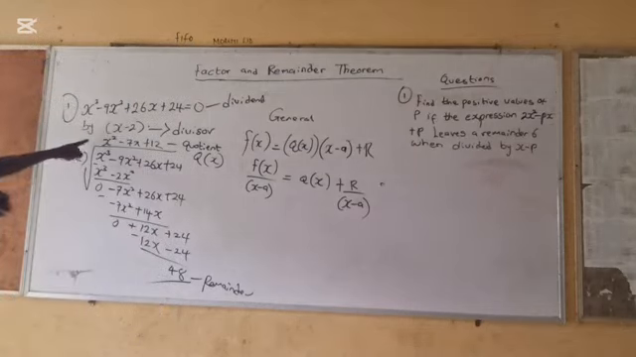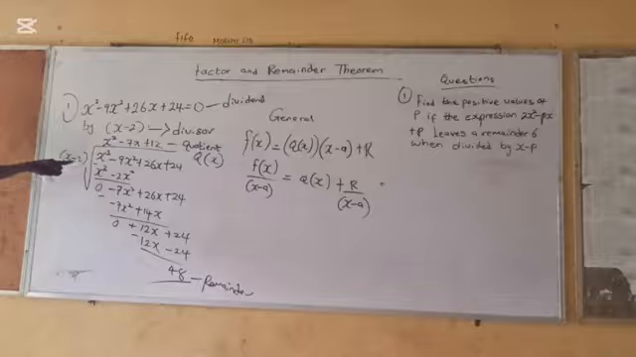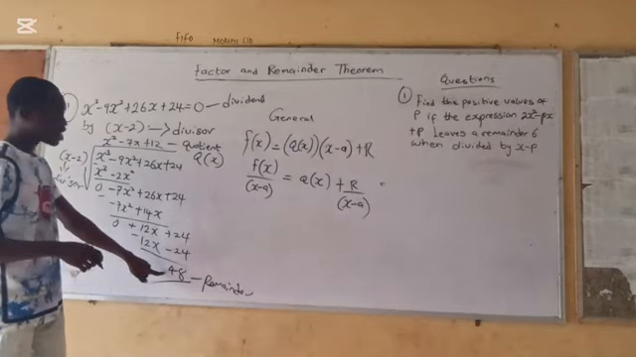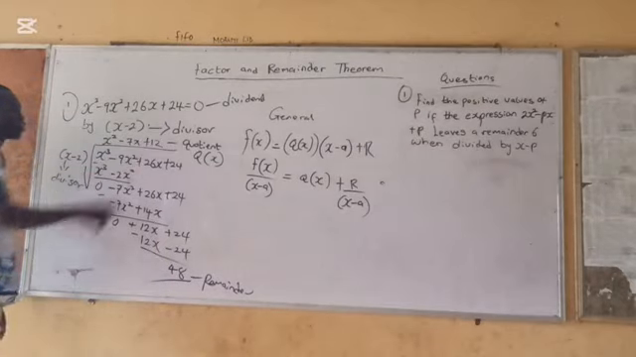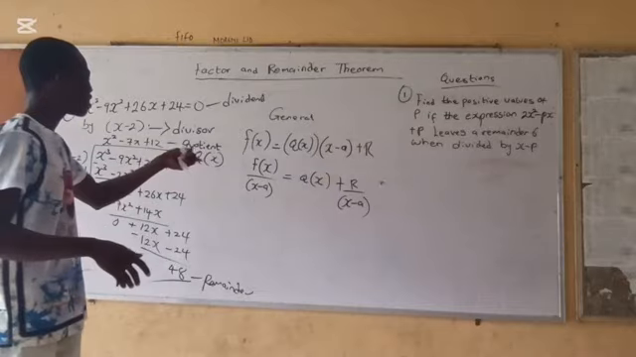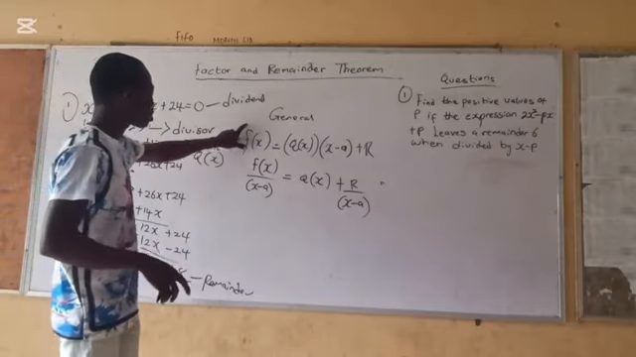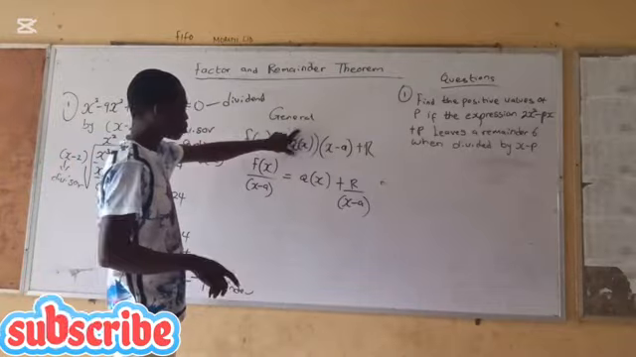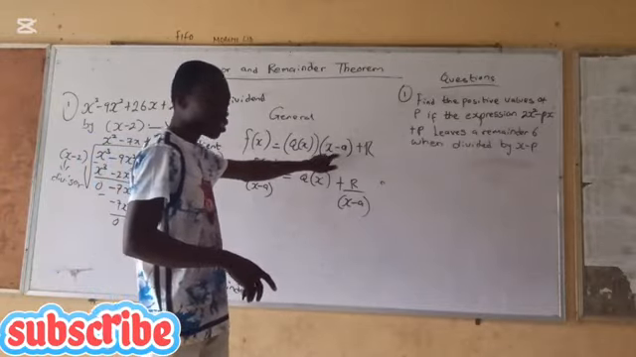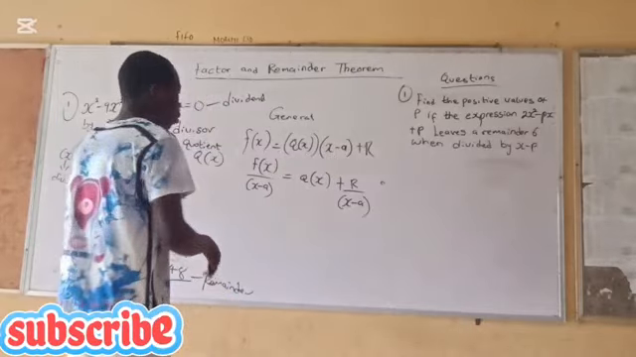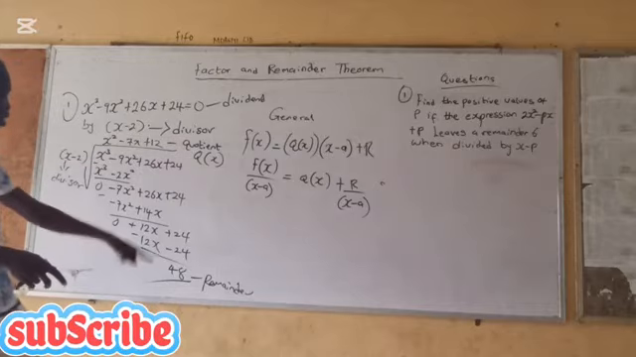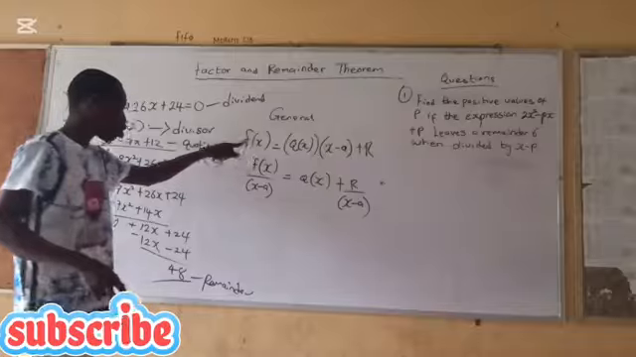I said in my last video that what we are using to divide the polynomial is called the divisor. Your answer here is called the remainder, and the result you have here is called your quotient. I generalize it that your polynomial, which is represented by f(x), is equal to your quotient, represented by q(x), multiplied by your divisor plus your remainder. When you multiply this with this and add your remainder, it is equal to your polynomial.